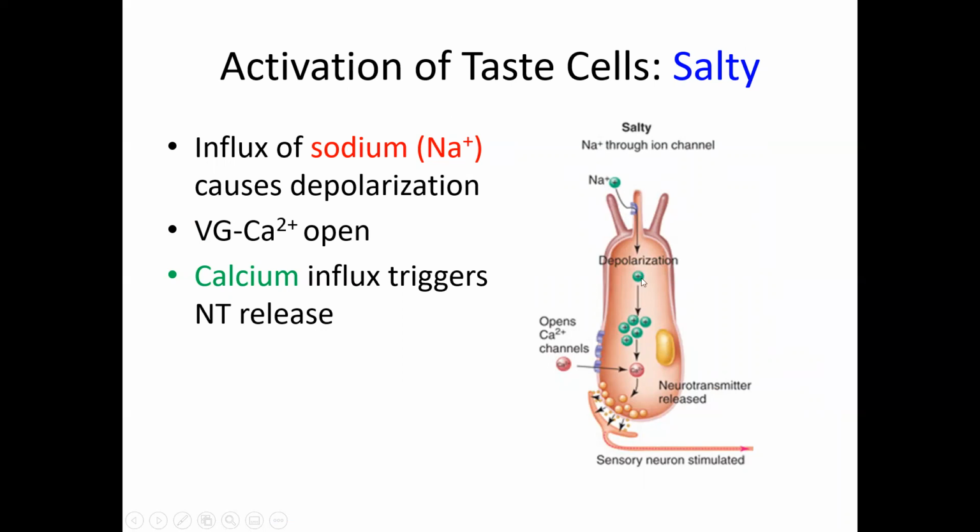When the sodium comes in, because it is a positive ion, it's going to make the internal environment more positive. We call that depolarization. So you'll create a graded potential where you have a positive depolarization. That's going to open voltage-gated calcium channels. And as we've already seen at the synapse of neurons, when the calcium floods in, that's going to trigger exocytosis of neurotransmitter. That neurotransmitter will then bind to receptors on the sensory neuron, create action potentials, and then we'll take that information to the brain. Okay, so salty taste cells are going to depolarize just because the sodium in the sodium chloride diffuses into the cell.